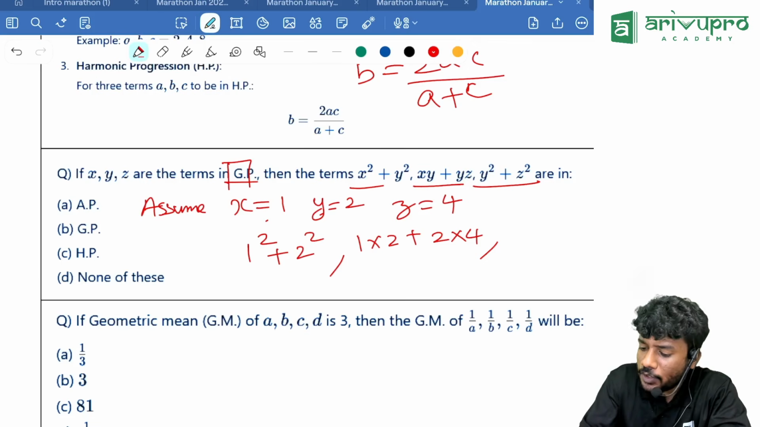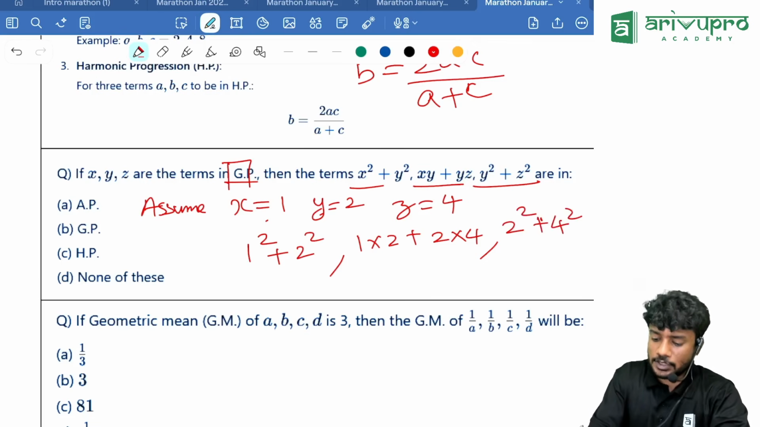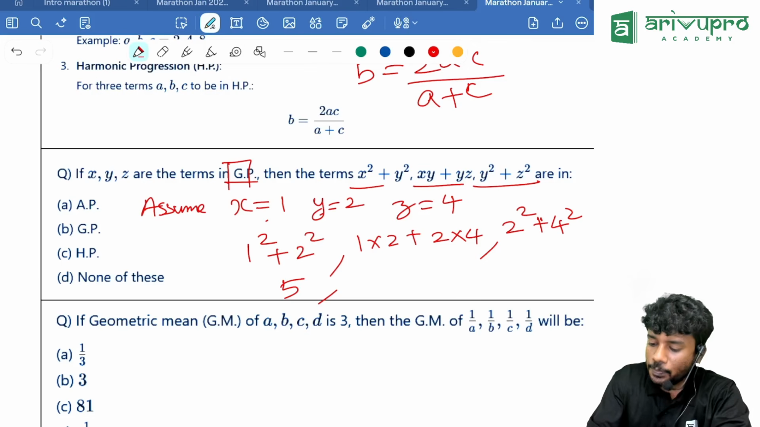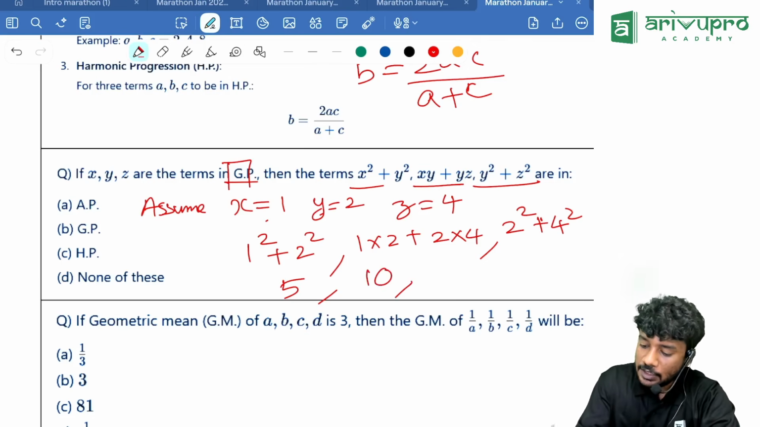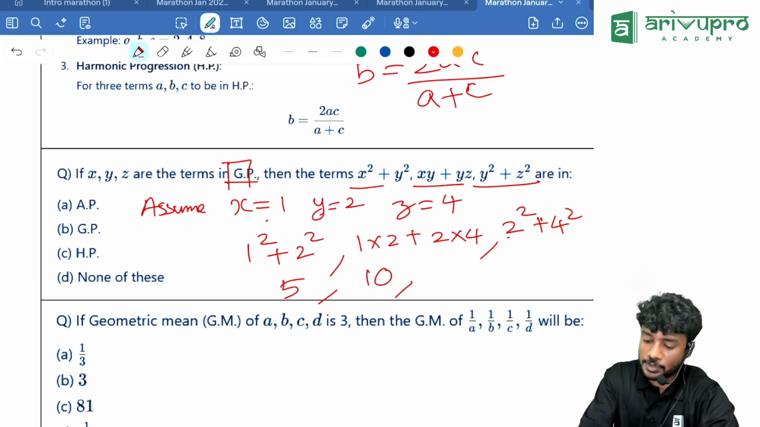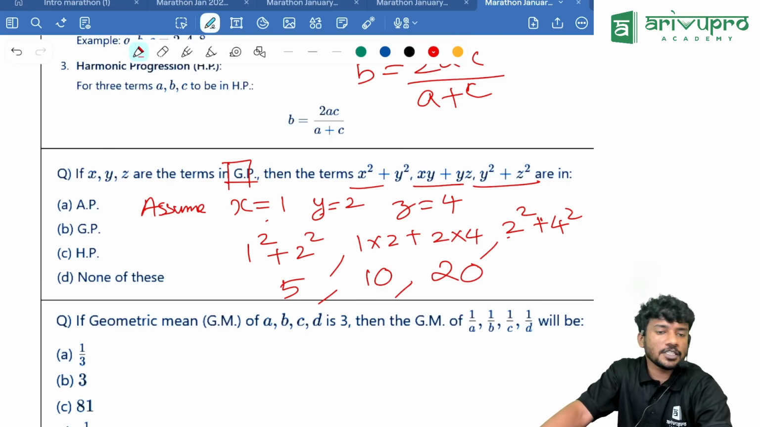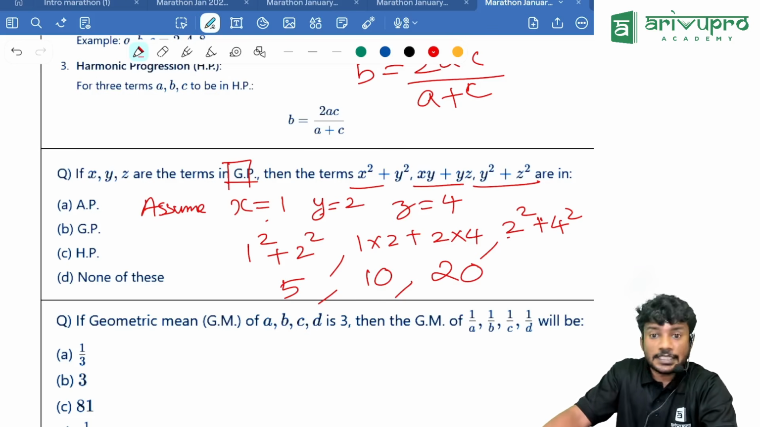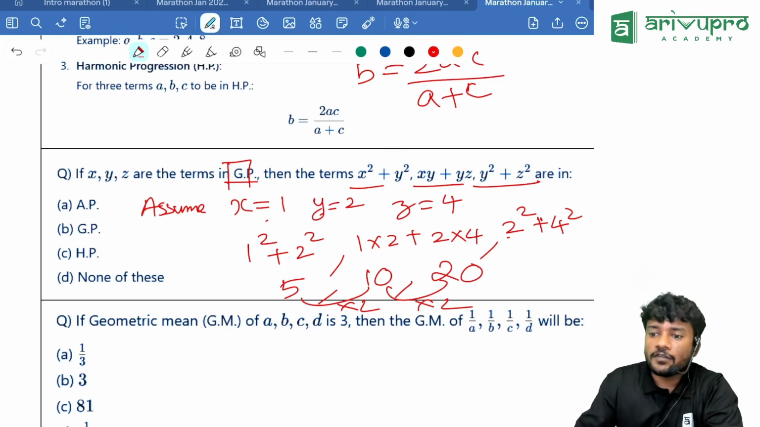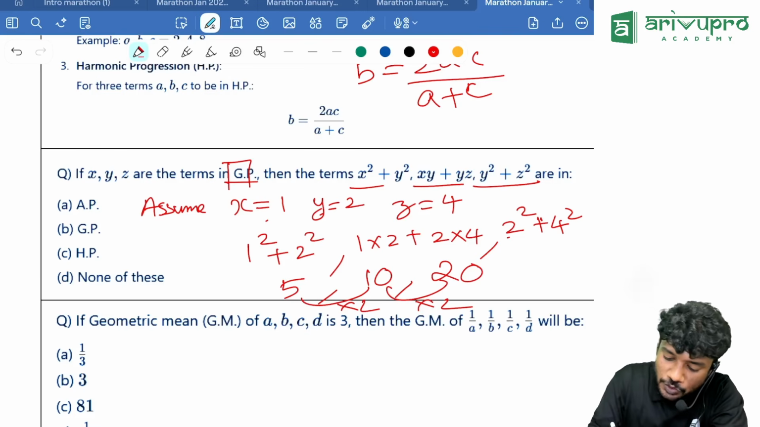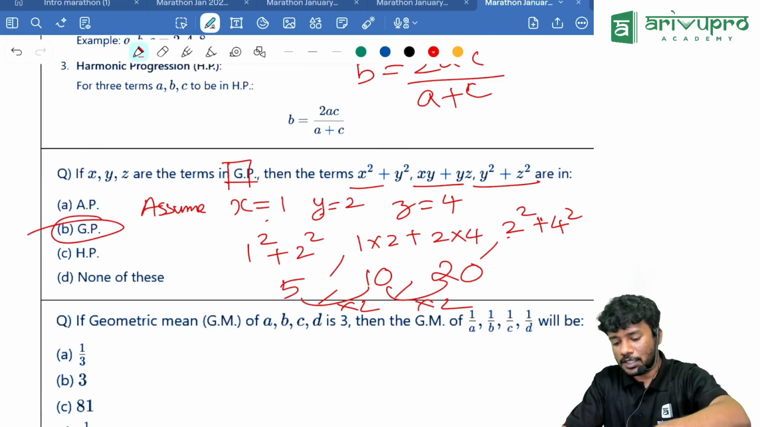Then y square plus z square, that is 2 square plus 4 square. 1 square plus 2 square is how much? 5. 2 plus 8 is how much? 10. Then 2 square plus 4 square is how much? 20. You tell me, is it in AP, GP or HP? GP, because the common ratio is how much? Into 2. Everything is getting multiplied by 2, so it is in GP.